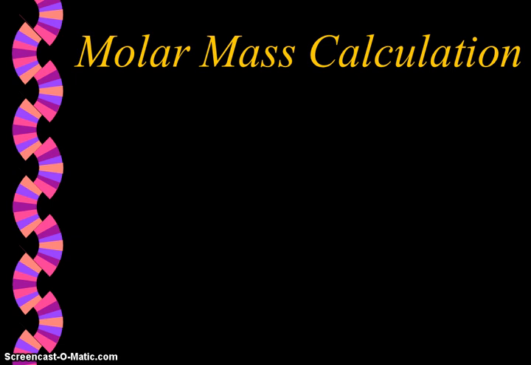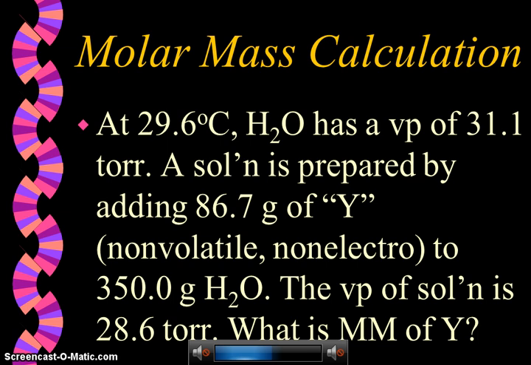Now let's do a molar mass calculation. At 29.6 degrees Celsius, water has a vapor pressure of 31.1 torr. A solution is prepared by adding 86.7 grams of substance Y. We don't know what it is, but we're told it's non-volatile, which means it's not going to contribute to the vapor pressure, and it's a non-electrolyte, so it's not going to break up into ions, to 350.0 grams of water. The vapor pressure of the solution is 28.6 torr, and that's what we have been solving for before, but now this time it gives it to us. We want to know what the molar mass for Y is, and we know that molar mass is grams per mole. We can calculate the moles, and then we can figure out the molar mass.